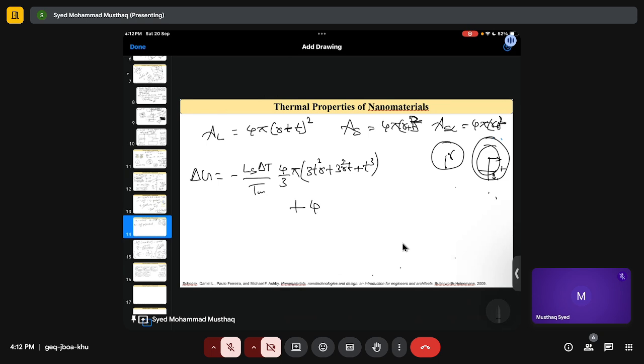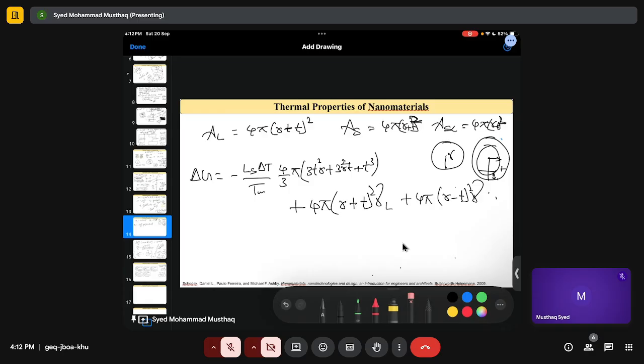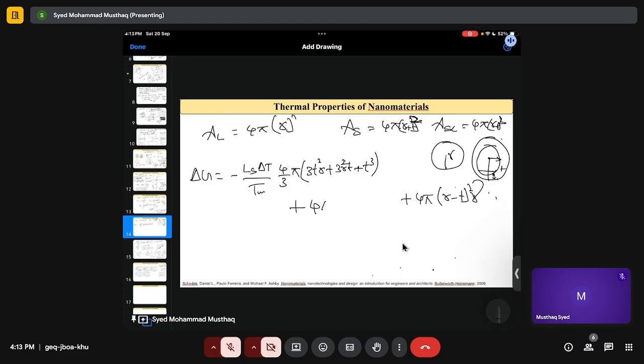And 4 pi R plus T whole square gamma, this is L, and then 4 pi R minus T whole square gamma. What is this guy? This guy is, no, again we are making a mistake. So this will not be R plus T, because the final volume, the final radius is R, so it will be R square. Same. Take it out.